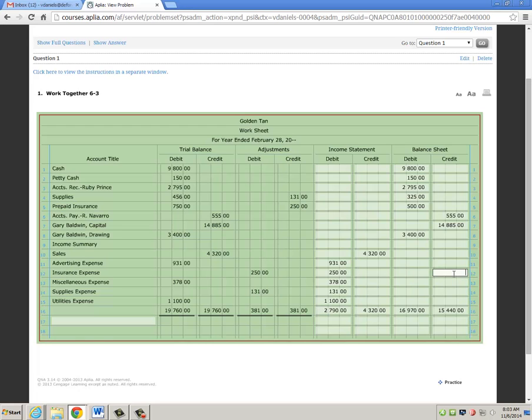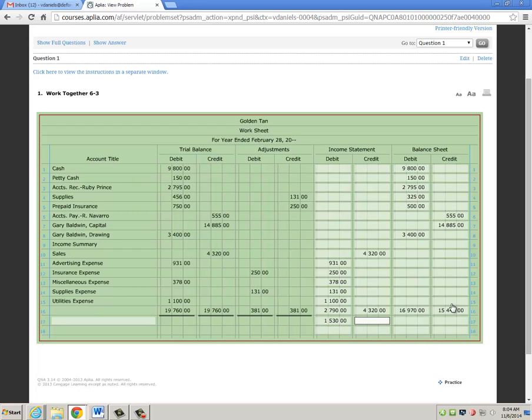Now you're going to notice one thing right away. The first two columns equaled. The second two columns equaled, and now these columns seem to not equal. And if that's right, it is actually what we want. So now what we do is we try to figure out how to make the two columns equal. If I subtract the two balances for the income statements, so 4320 minus 2790, I get 1530. To make this column, the debit column, equal, I'm going to put 1530 right here.